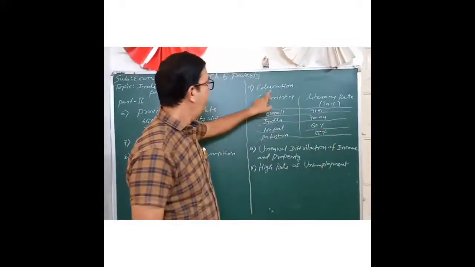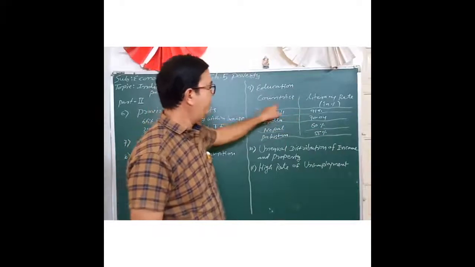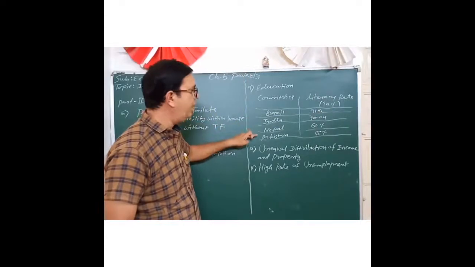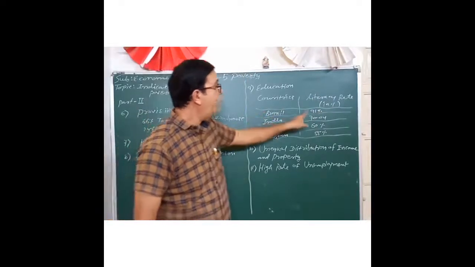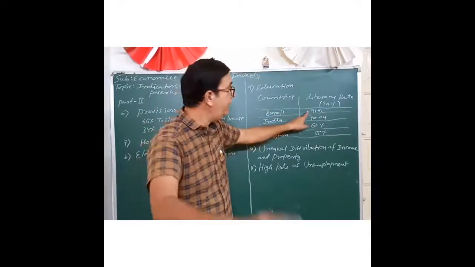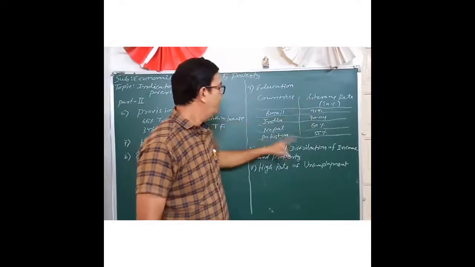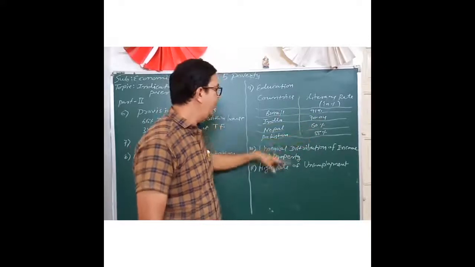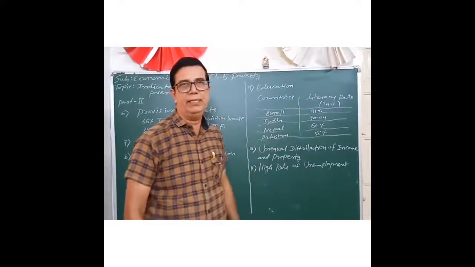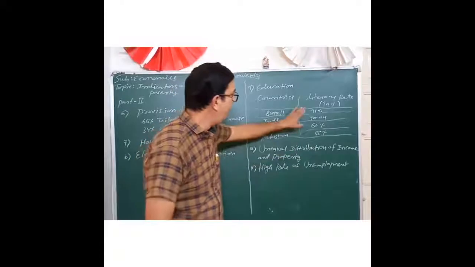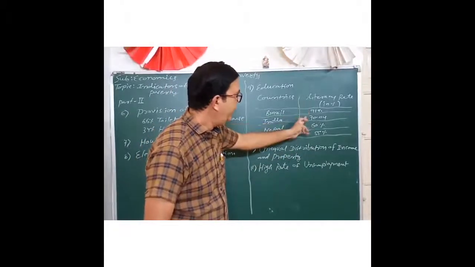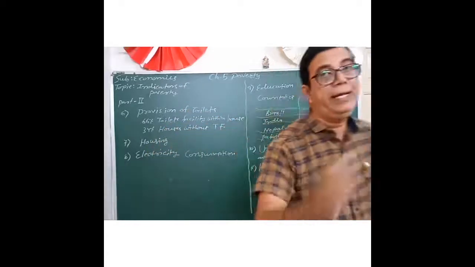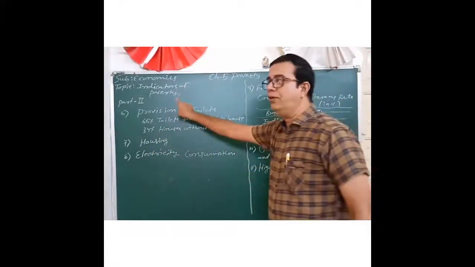So here, education: countries and literacy rate. Brazil, India, Nepal and Pakistan. In Brazil, 91% people are literate. Then in India, only 70.04%. In Nepal, 60%. And in Pakistan, 55%. So we see here, compared to Brazil, India, Nepal and Pakistan have less literacy rate. This shows an indicator of poverty.